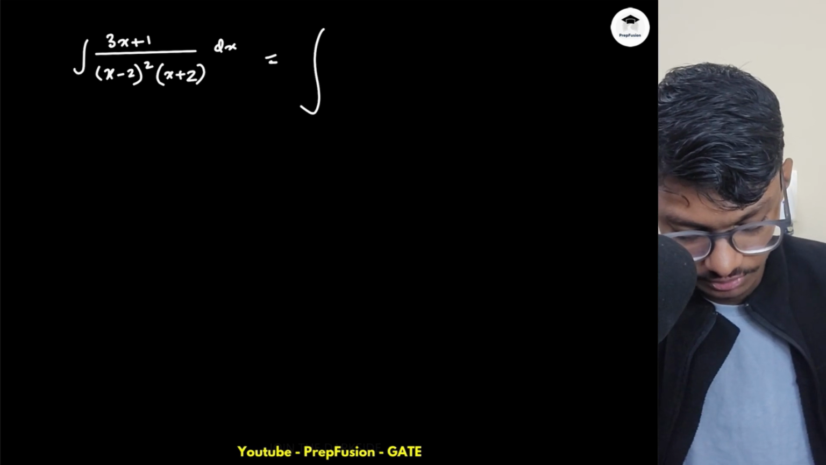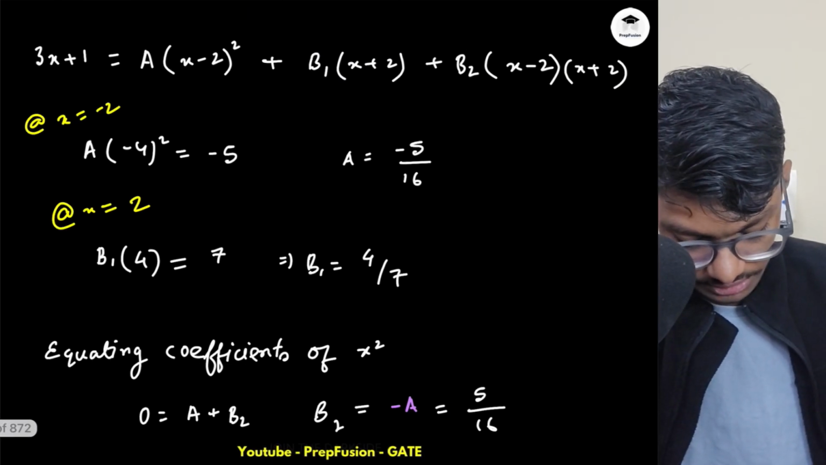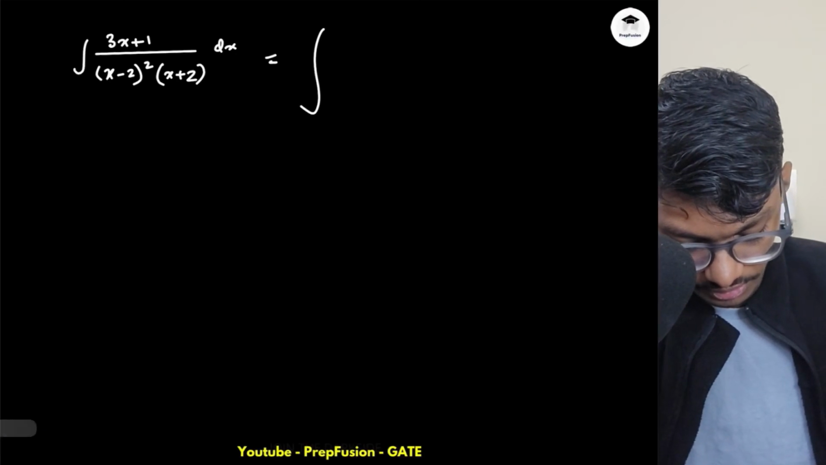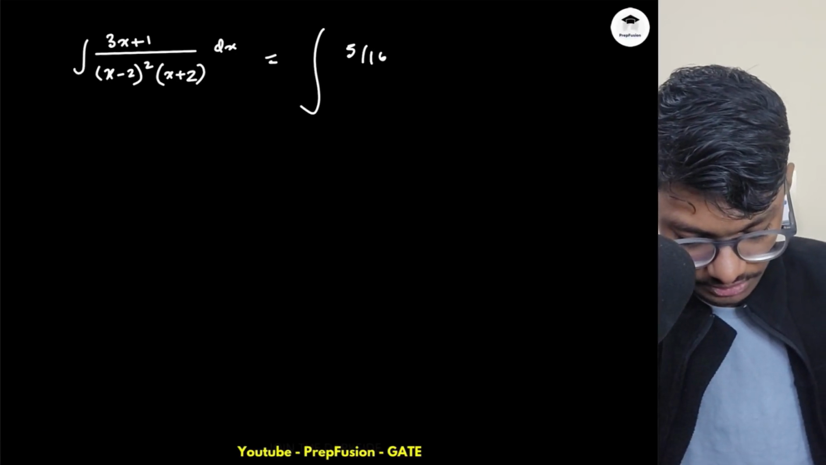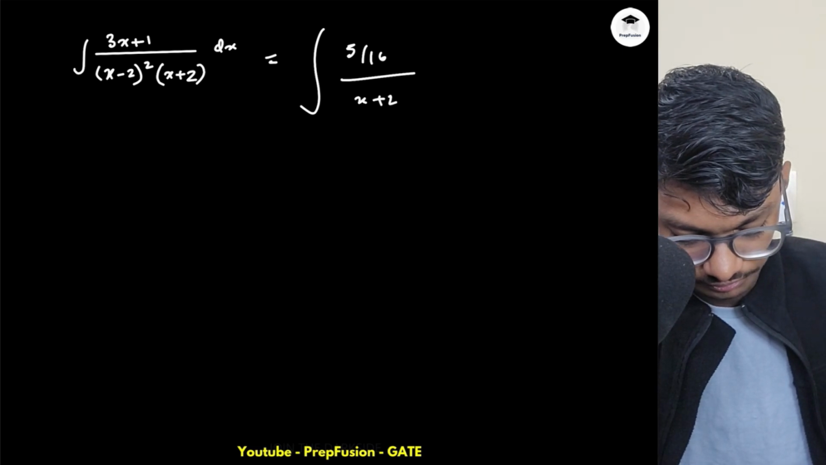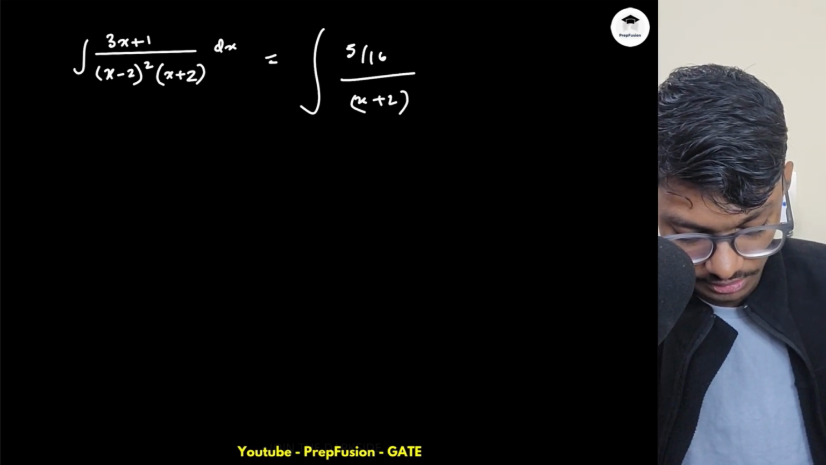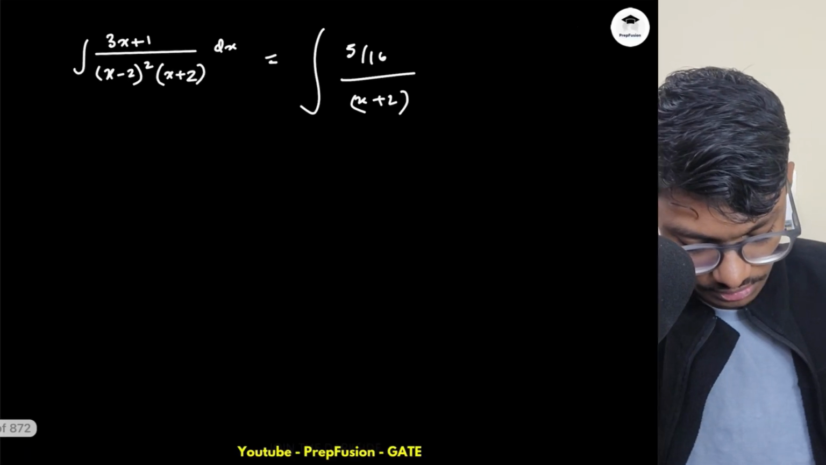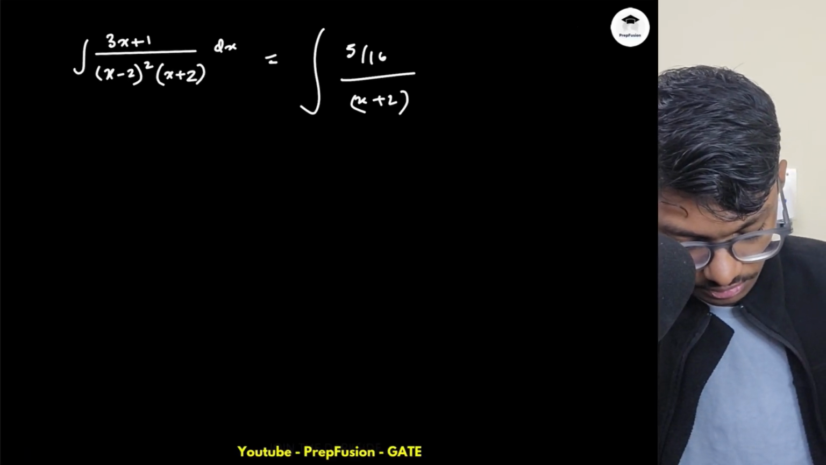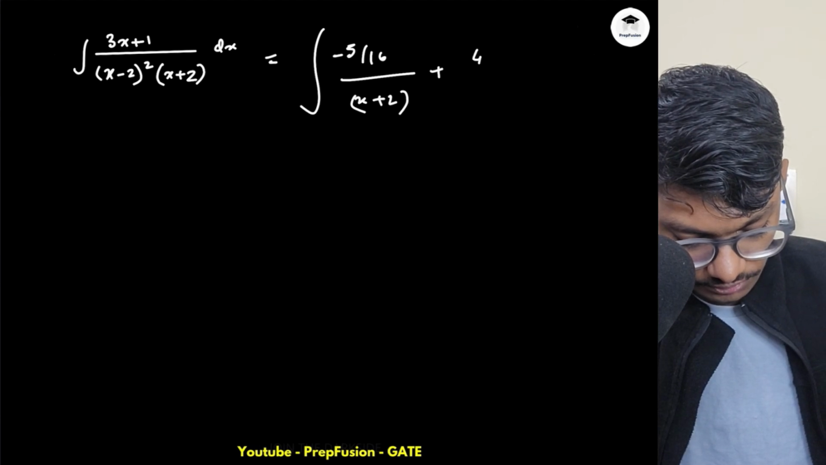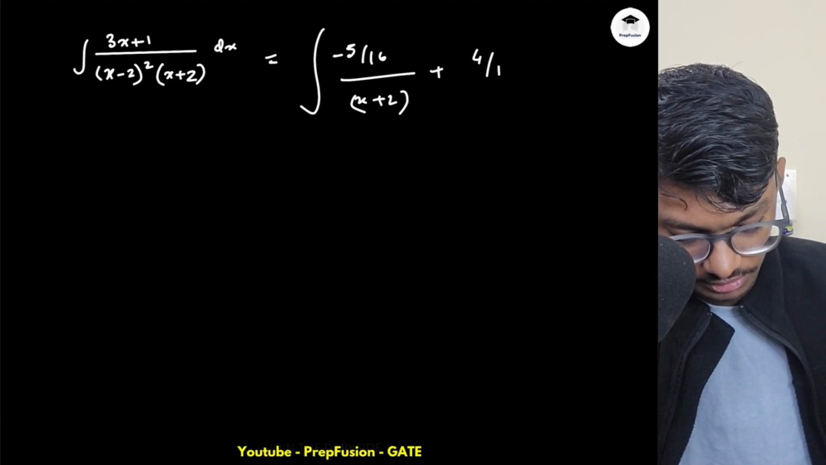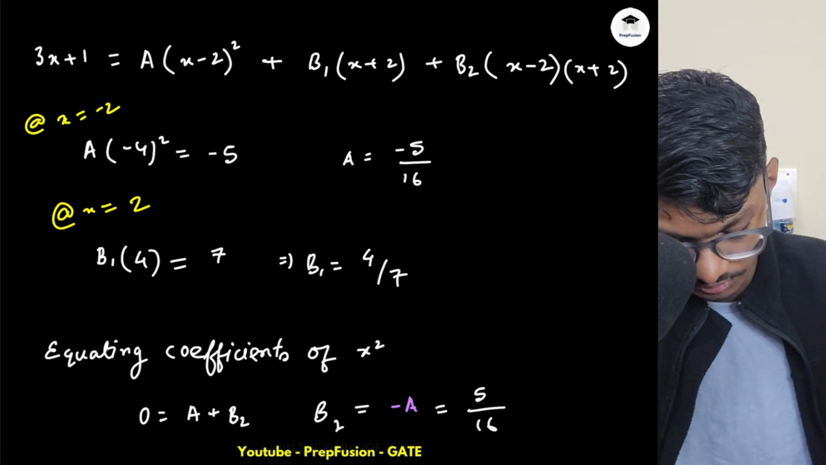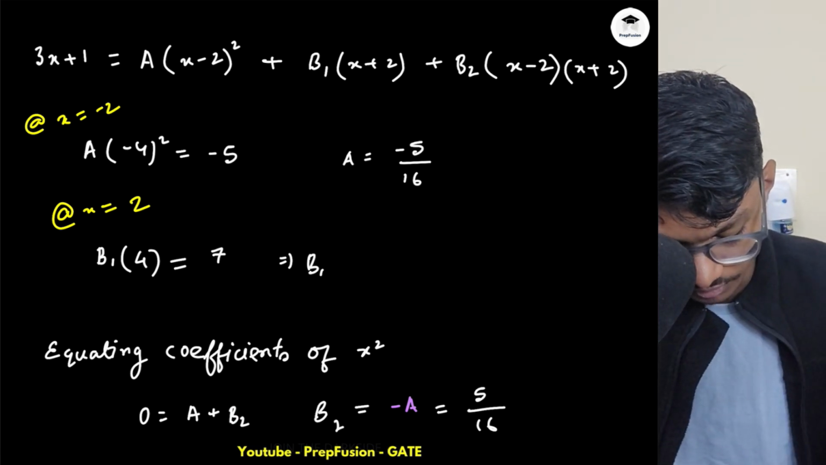This will be simply equals to a by x plus 2. So a is what? 5 by 16. So I can write 5 by 16 by x plus 2, and what is b1? b1 is 4 by 7, sorry, I'm wrong, this will be 7 by 4, right?